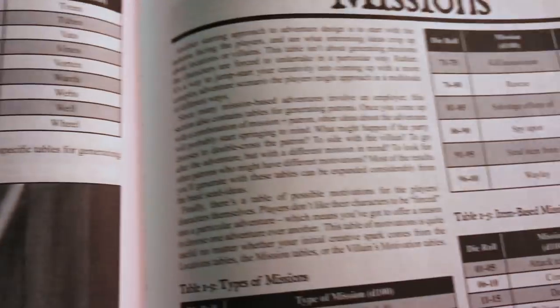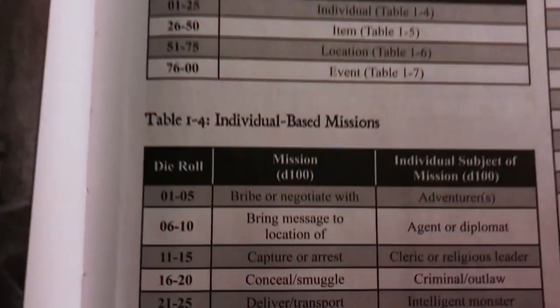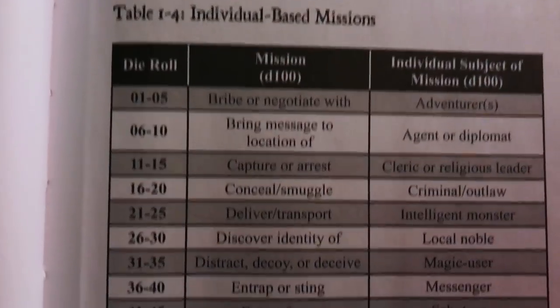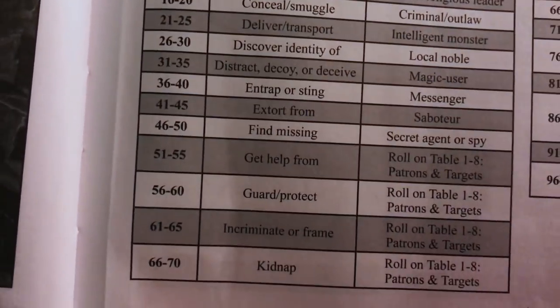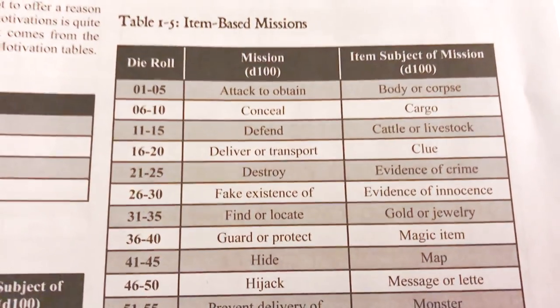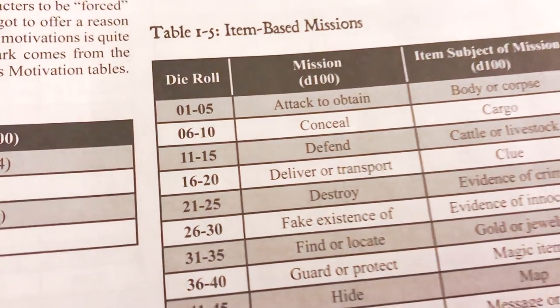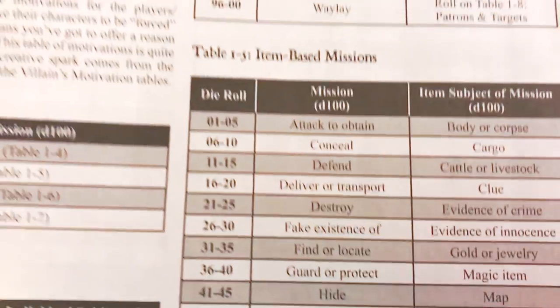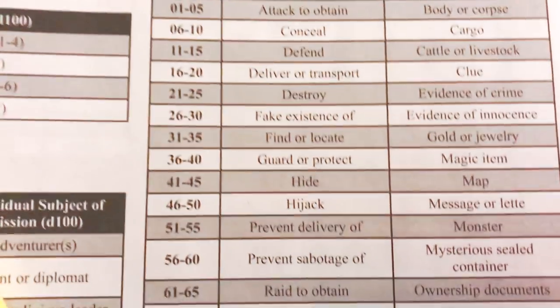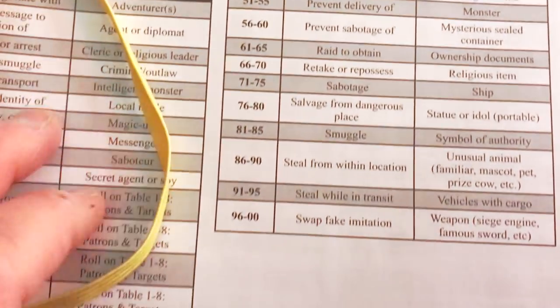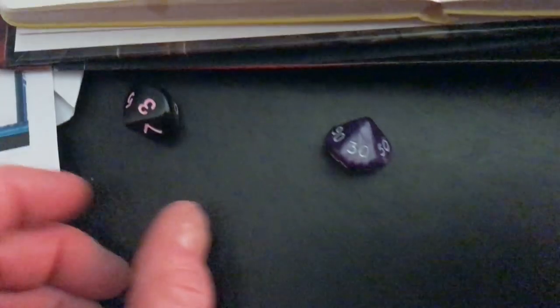So the first thing I want to do is, let's roll up and see what we get. Given the physicality of the smuggler's bay that we have, I'm going to say that this makes sense to be an item-based mission. So let's roll on this D100 table and see what item-based mission we might be getting here.